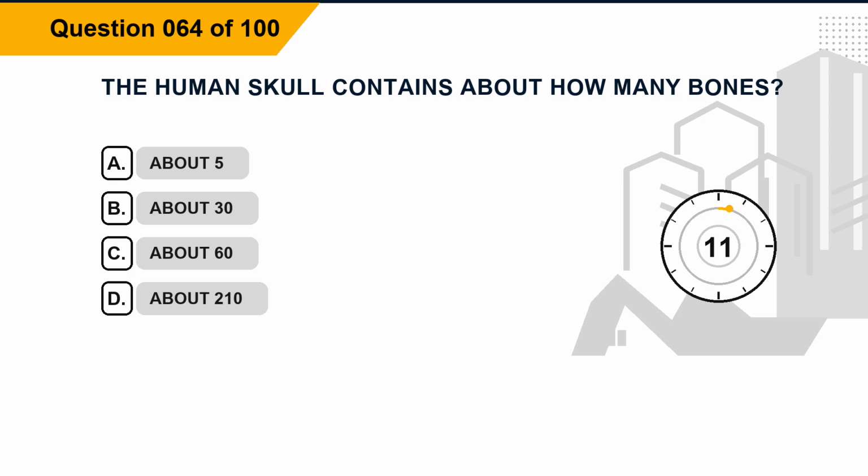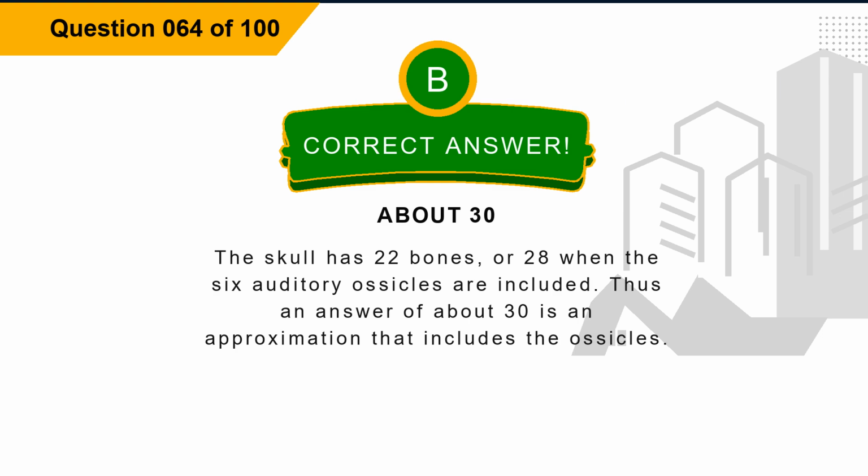Question 64. The human skull contains about how many bones? Option A, about 5. Option B, about 30. Option C, about 60. Option D, about 210. The correct answer is option B, about 30. Explanation. The skull has 22 bones, or 28 when the 6 auditory ossicles are included. Thus an answer of about 30 is an approximation that includes the ossicles.